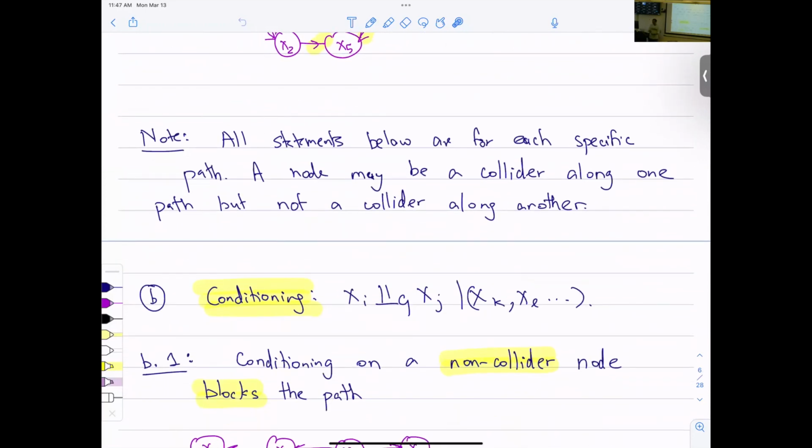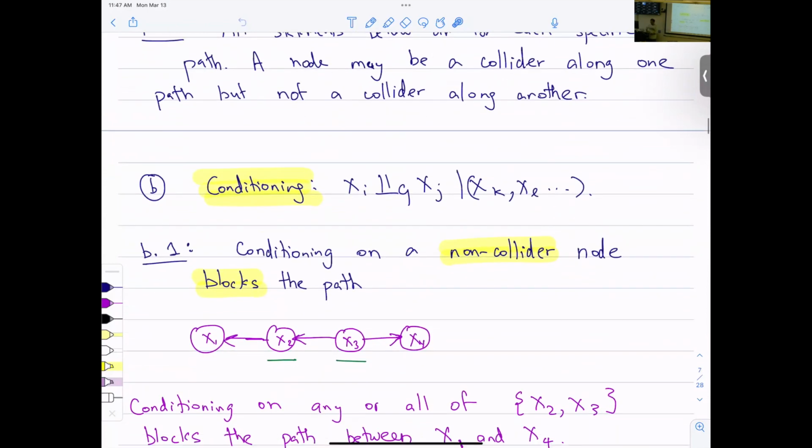Conditioning. I want to now make this definition work with conditioning. Conditioning does two things. Let's look at this graph, X1, X2, X3, X4 in this order. This edge is going this way, this edge is going this way, this edge is going this way. With no conditioning, there are no colliders on this path, so X1 and X4 are not d-separated. You agree? Because there is no node on this path where both edges are incident.